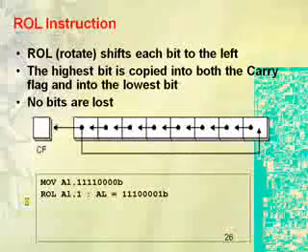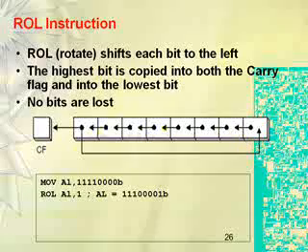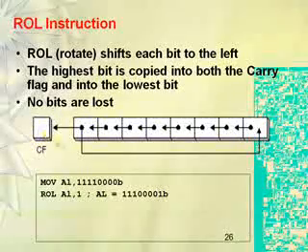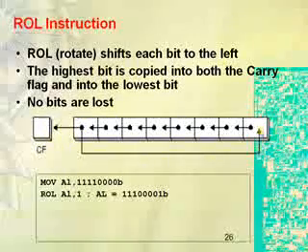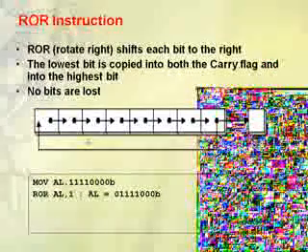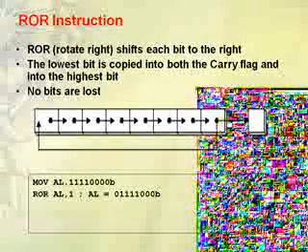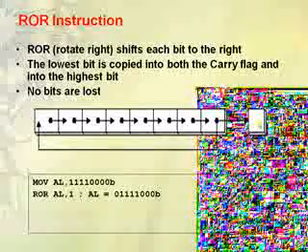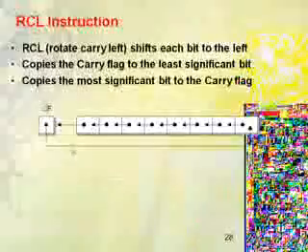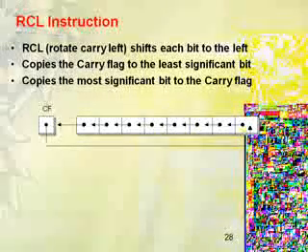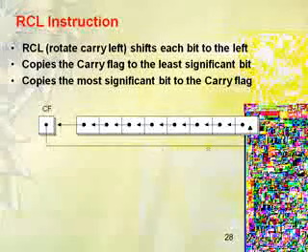Let us see this with the picture. In the rotate left instruction, as you can see, the MSB is moved on to the carry flag, and the same MSB will be copied into the LSB. In the rotate right instruction, it performs the shift operation up to the LSB, and this LSB will be moved into the carry flag, and the same LSB gets copied into the MSB. In rotate left through carry, the MSB will be moved into the carry flag, and the content of the carry flag will be moved on to the LSB. Rotate right through carry does the same: the LSB will be moved into the carry flag, and the carry flag content gets moved into the MSB.